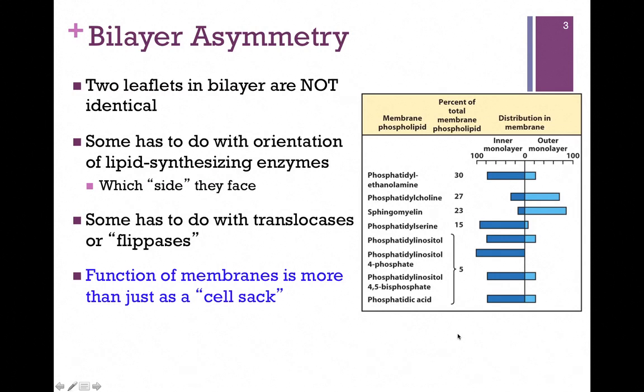Some of this has to do with the orientation of the enzymes that make the lipids, which side of the membrane they face, but also some of this has to do with these translocases or flippases that move them from one side to the other. It's not important that you remember this table or which lipid faces which side of the membrane, just that there is this asymmetry. It's a clue to us that the function of the membrane is not just as a cell sac. It's not just a structure. It's playing a more direct biological, even a chemical role, as we'll see.